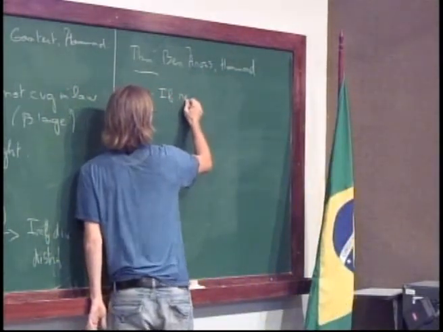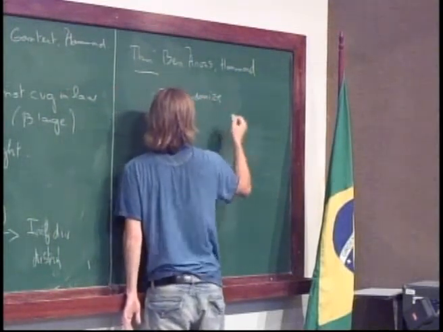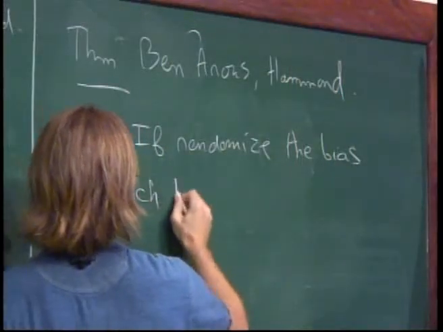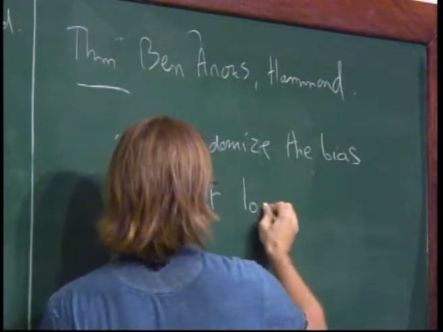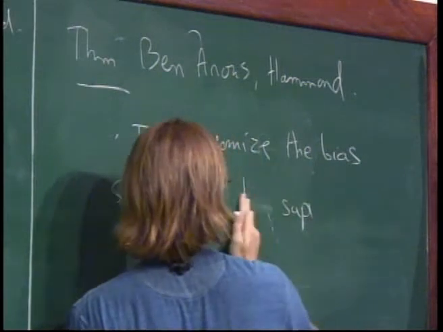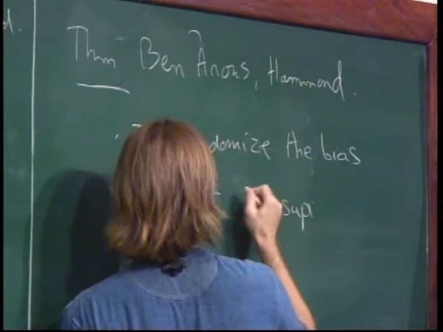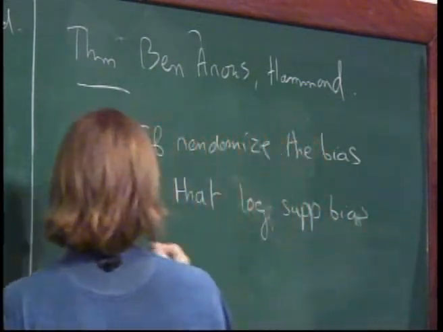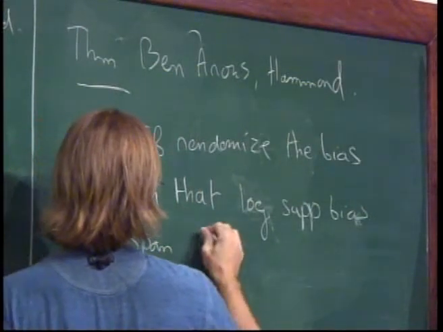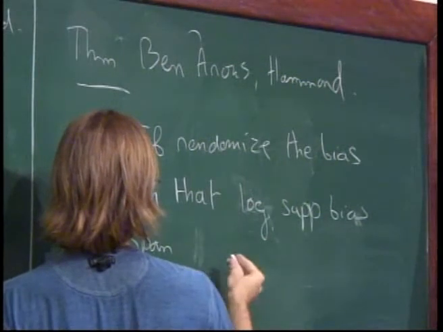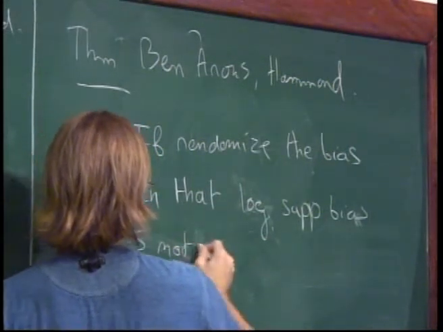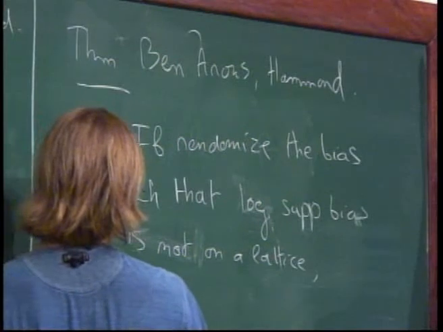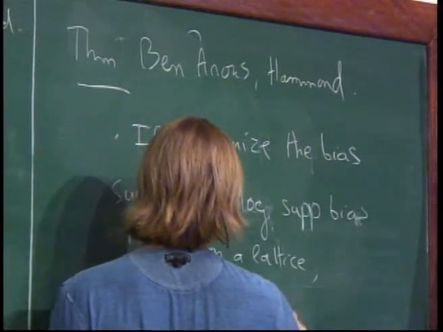If you randomize the bias, I'll be pretty vague on this, and such that the log of the support of the bias spans all positive numbers, is not stuck on a lattice, then the Bouchaud picture is correct.